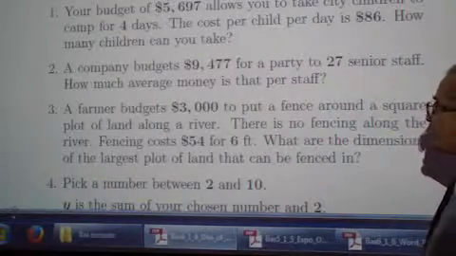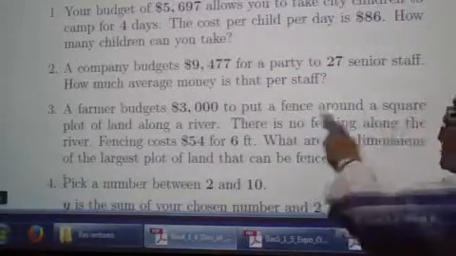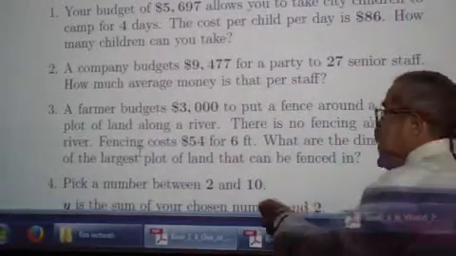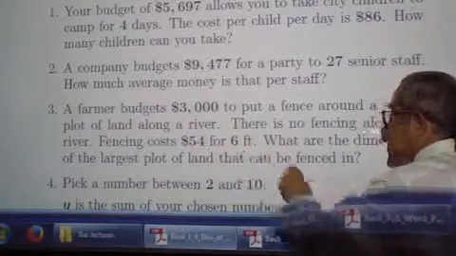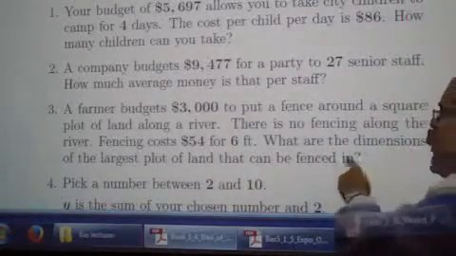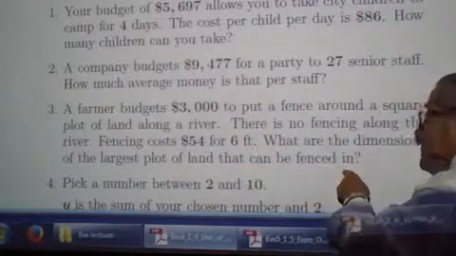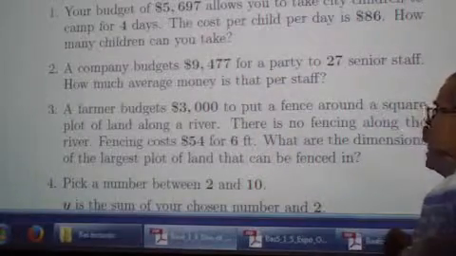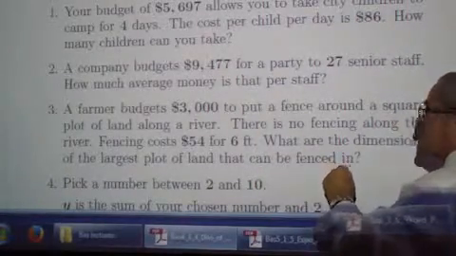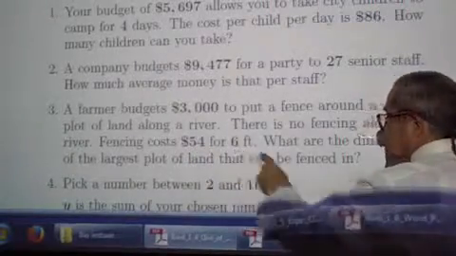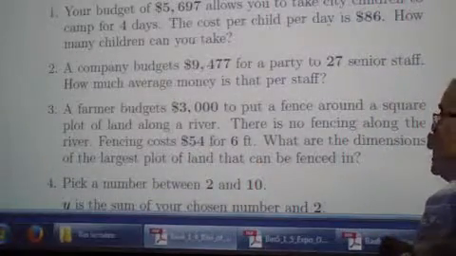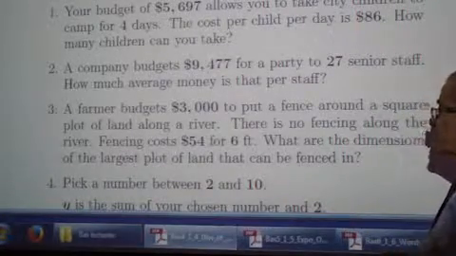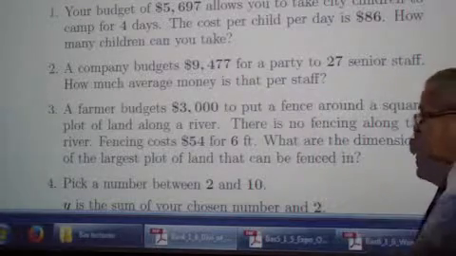A farmer budgets $3,000 to put a fence around a square plot of land along a river. There's no fencing along the river. Fencing costs $54 for 6 feet. What is the average dimension of the largest plot of land that can be fenced in with this budget? So $3,000, 3 sides need to be fencing. Fencing costs $50 for every 6 feet. And what's the largest square that you can surround, fence, with your budget of $3,000?